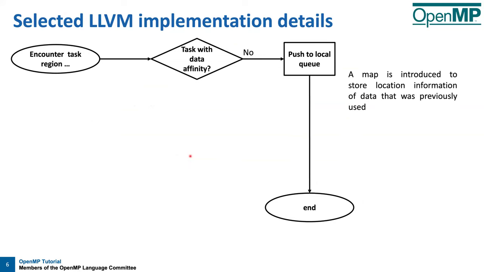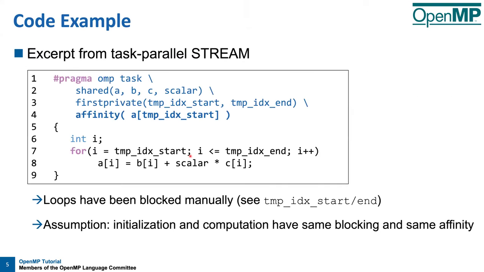Question? Yes. Quickly. So why not B or C? Why A? I was very short on that. The assumption here is that initialization and computation have the same blocking and same affinity. I didn't say that explicitly, but the assumption is that A, B, and C are blocked in the same way over the NUMA nodes. So A0 and B0 and C0 are on the same NUMA node.